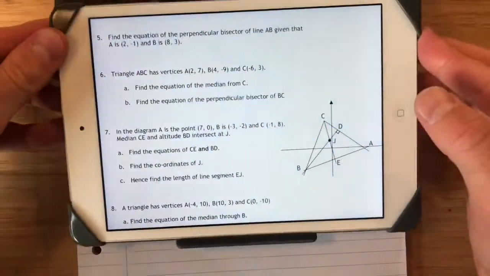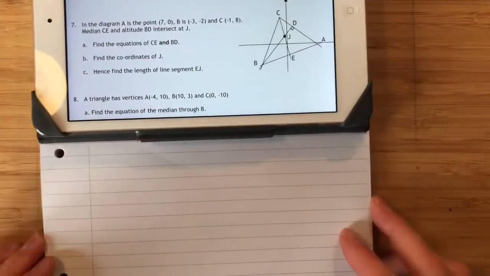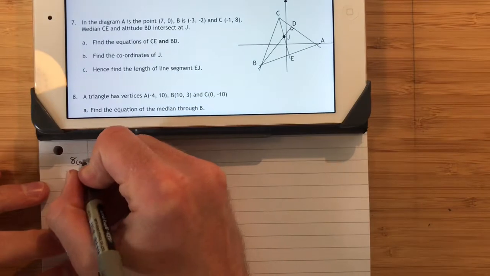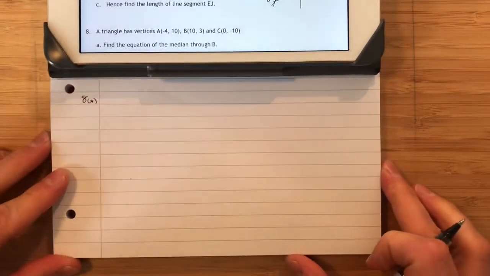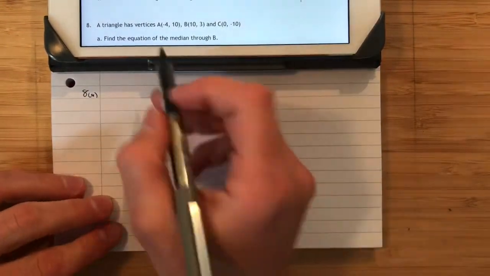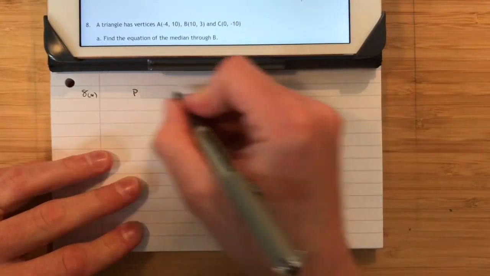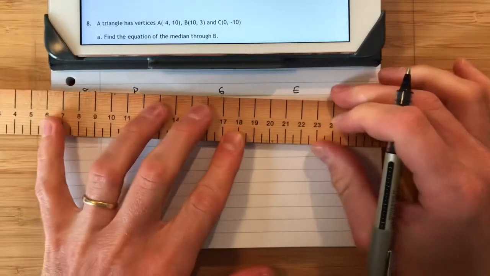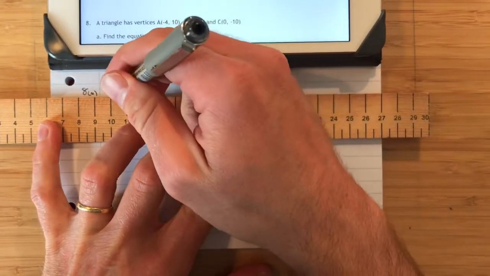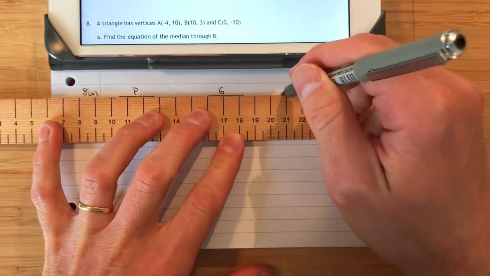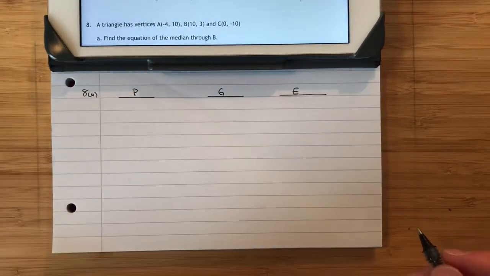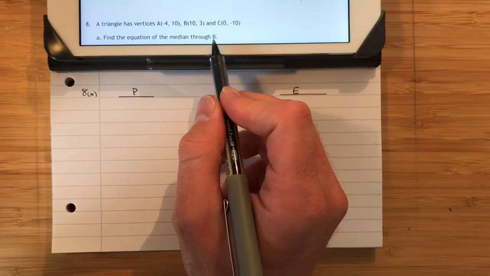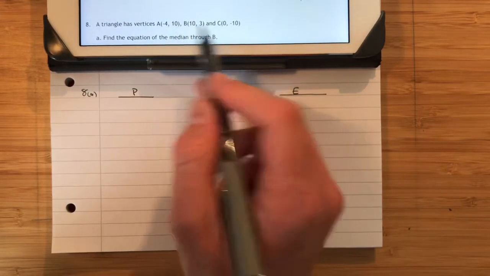Right, question number 8, part A. A triangle has vertices, and so on. Find the equation of the median through B. So I'm doing point, gradient, and equation. So the median through B: the median goes to the midpoint of the opposite side. The midpoint of the opposite side from B is AC.